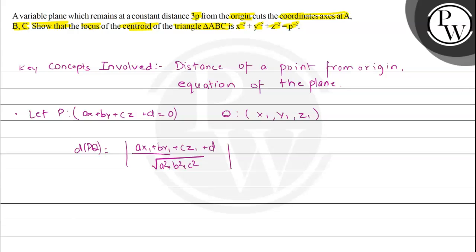All right, and the equation of any plane can be taken of the form ax plus by plus cz plus d equal to 0. So if we take such an equation, it would represent some plane.